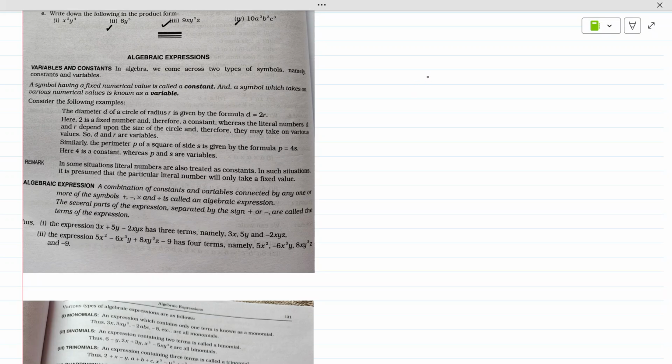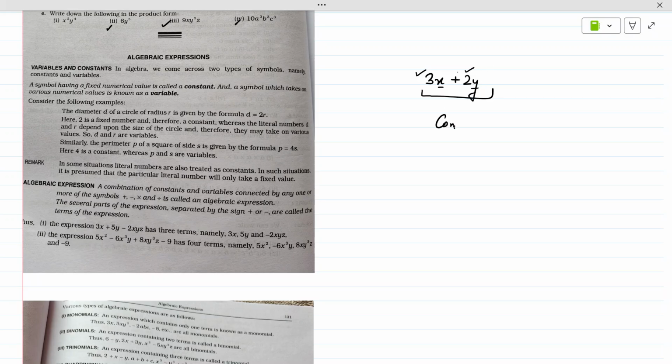So I'm writing an expression here, 3x plus 2y. When I talk about this expression, this whole is the algebraic expression which contains the addition operator. Here 3 and 2 are the numbers, and x and y are the literals. Also we have studied about constants and variables.